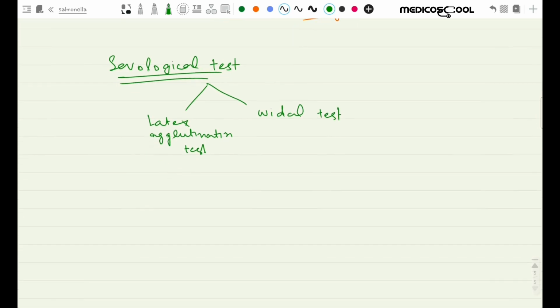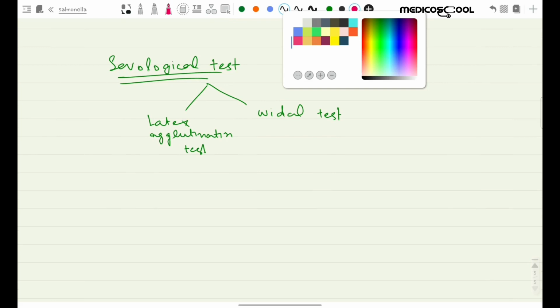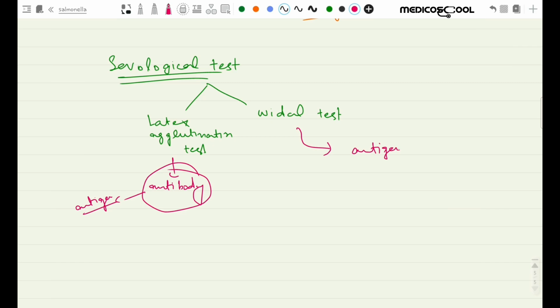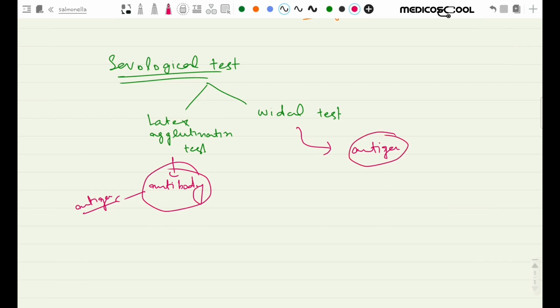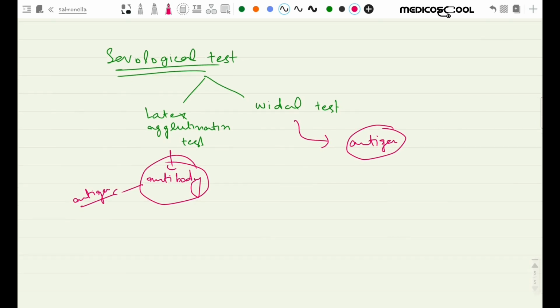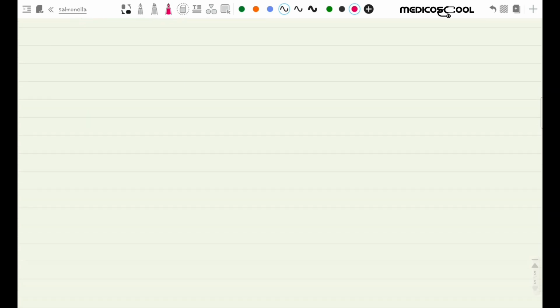The latex agglutination test is based on the principle that we know the antibodies against the Salmonella species, and we have to look for the antigen. If we find antigen, then it is known that it is a Salmonella infection. The Widal test is based on the principle that we know the antigen, and we have to look for the antibody in the blood. So these were two serological tests, the latex agglutination test and the Widal test, which we do for the Salmonella diagnosis.